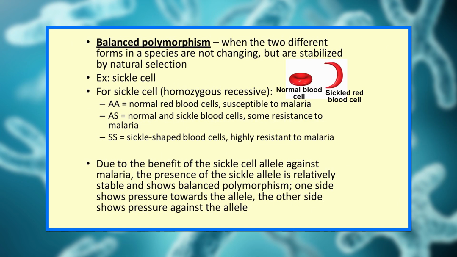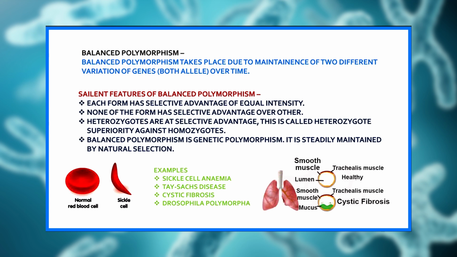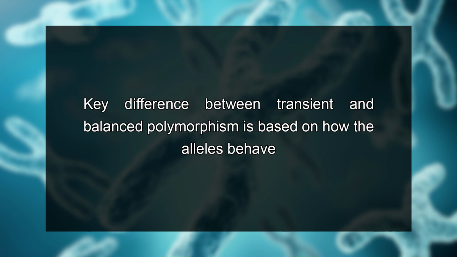balanced polymorphism, on the other hand, is a situation in which two different versions of a gene are maintained in a population of organisms because individuals carrying both versions are better able to survive than those who have two copies of either version alone. So balanced polymorphism is a system of genes in which two alleles are maintained in stable equilibrium because the heterozygote is more fit than either of the two homozygotes. Hence, the difference between transient and balanced polymorphism is based on how the alleles behave.